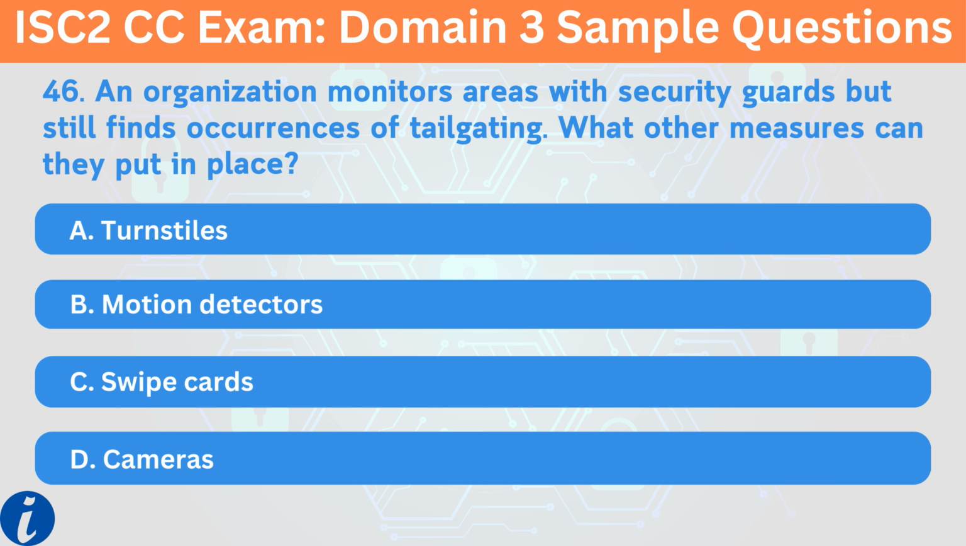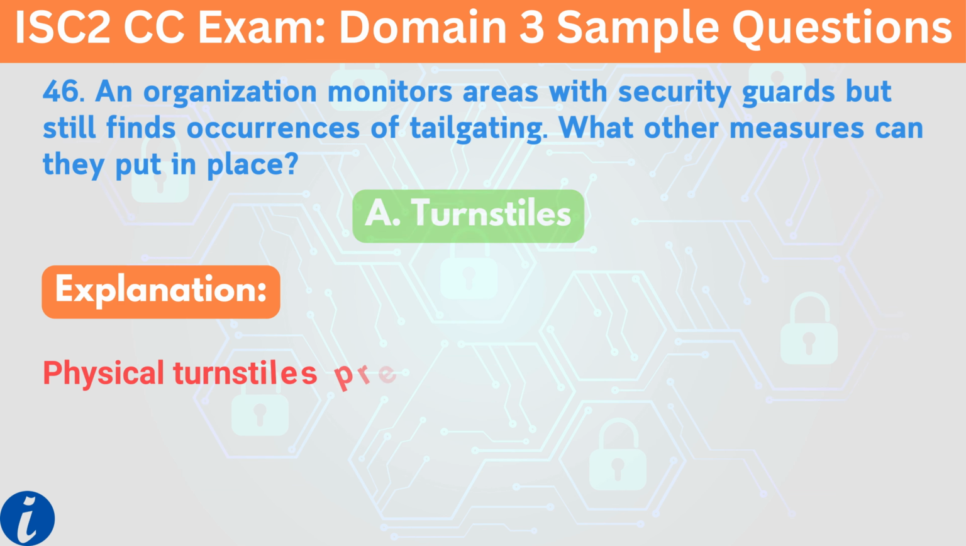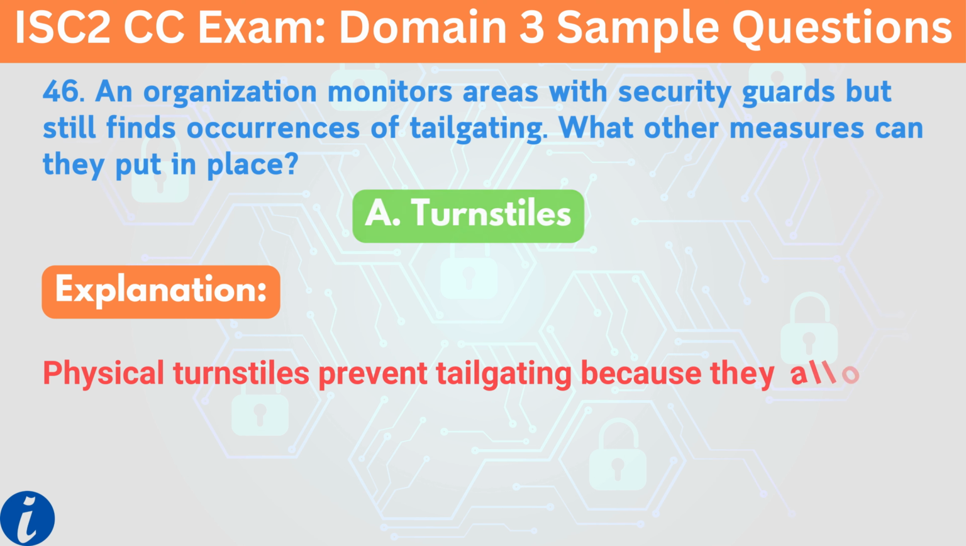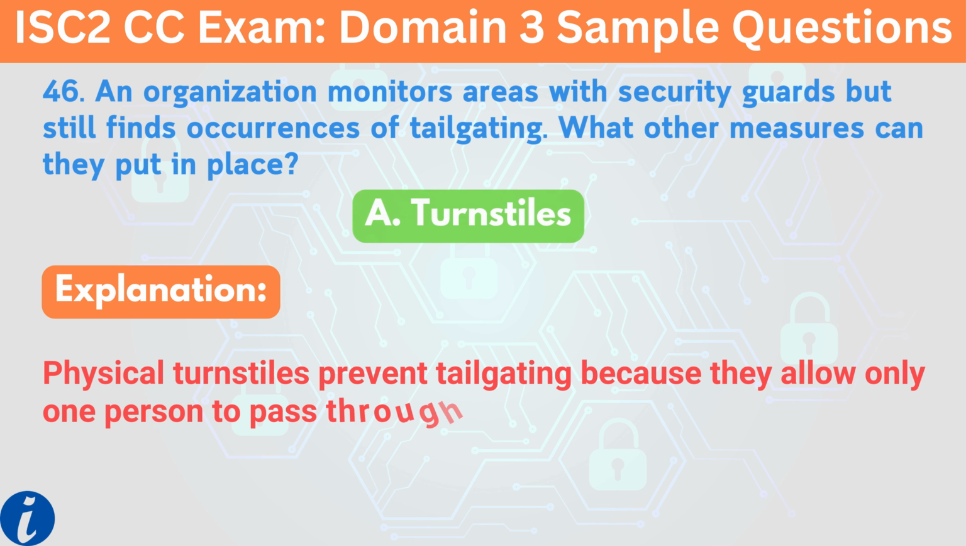46. An organization monitors areas with security guards, but still finds occurrences of tailgating. What other measures can they put in place? A. Turnstiles. B. Motion detectors. C. Swipe cards. D. Cameras. The correct answer is A. Turnstiles. Explanation: physical turnstiles prevent tailgating because they allow only one person to pass through at a time.